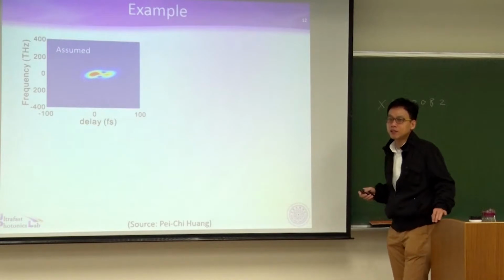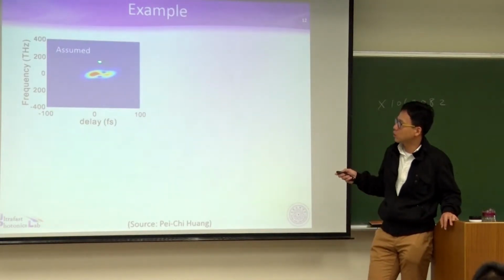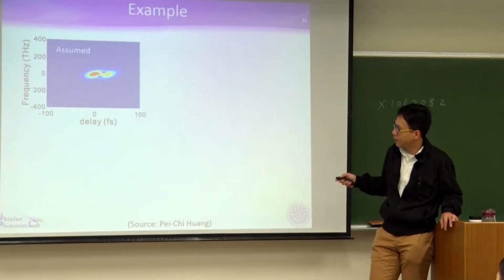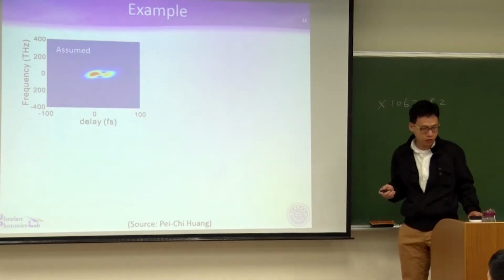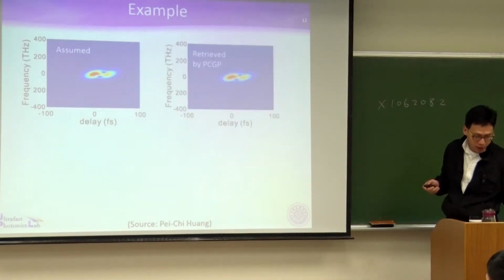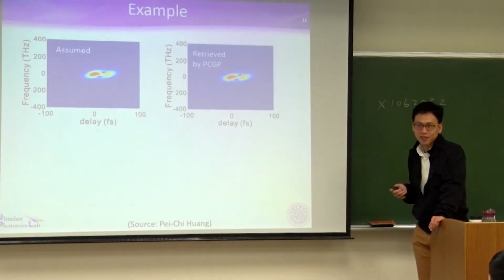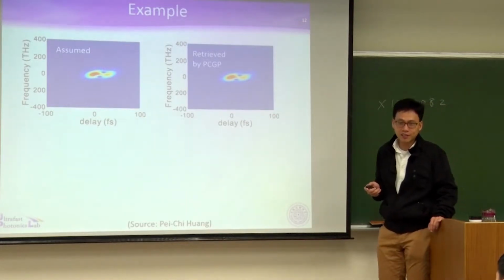Let me show you one example about PCGP. This is the assumed Flock trace. Delay axis, frequency axis. It's a two-dimensional Flock trace. After iteration by PCGP, you get this. So they look very similar.